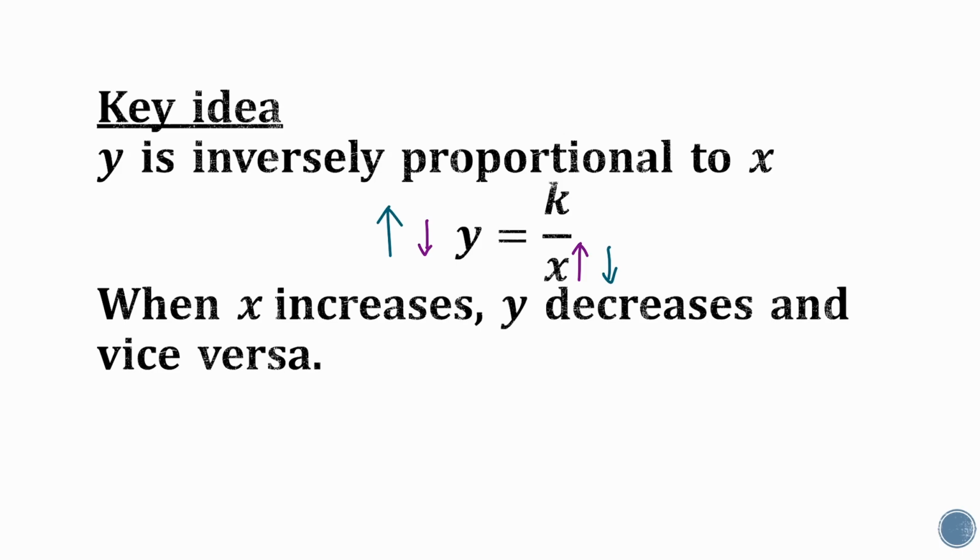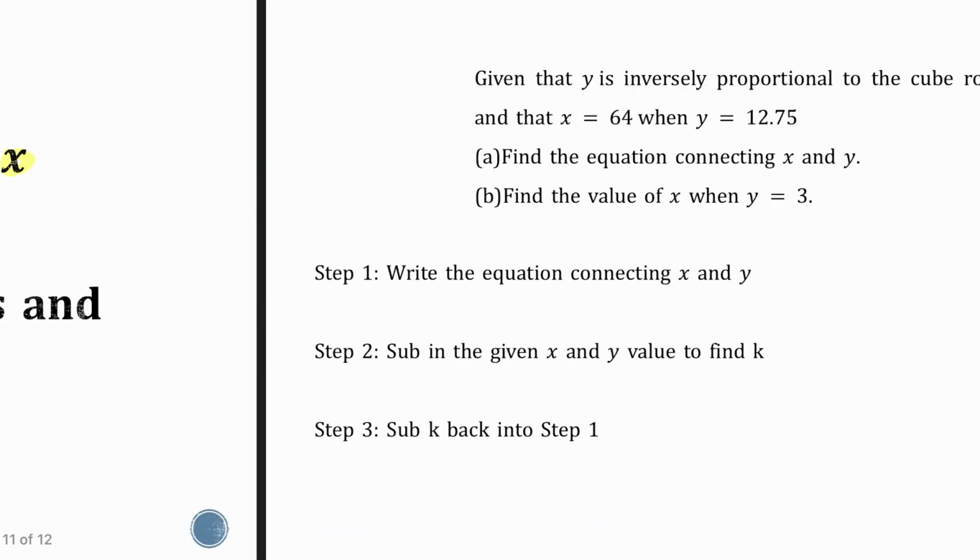If your question changes to y is inversely proportional to maybe x squared plus 1, you can change the equation accordingly to y equal to k over x squared plus 1. So all you need to do is always just change the x and the y accordingly to the question. Let's look at one example.